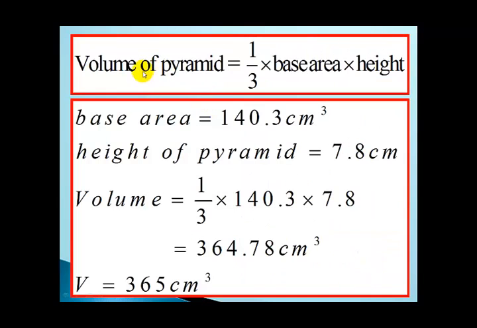So the volume of the pyramid will now be 1/3 times the base area times the height. We've calculated the base area and we had 140.3 centimeters square. Take note that the height of the pyramid itself has already been calculated and we had 7.8 centimeters. So the volume will be 1/3 times the base area, that is 140.3, times the height of the pyramid, that is 7.8, and we have 364.78 centimeters cube. So to the nearest centimeter, V equals 365 centimeters cube.